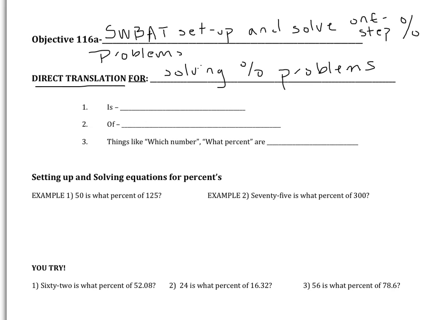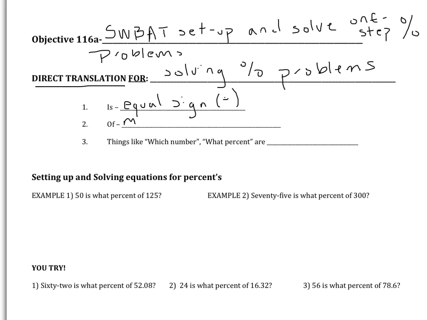What I mean by that is we're going to take the words that we see and directly translate them into mathematical language. The first word that we're going to see is the word "is." And when we see the word "is," we are going to know to translate that into an equal sign. So "is" is going to be an equal sign. Okay? When we see the word "of," we're going to think multiplication.